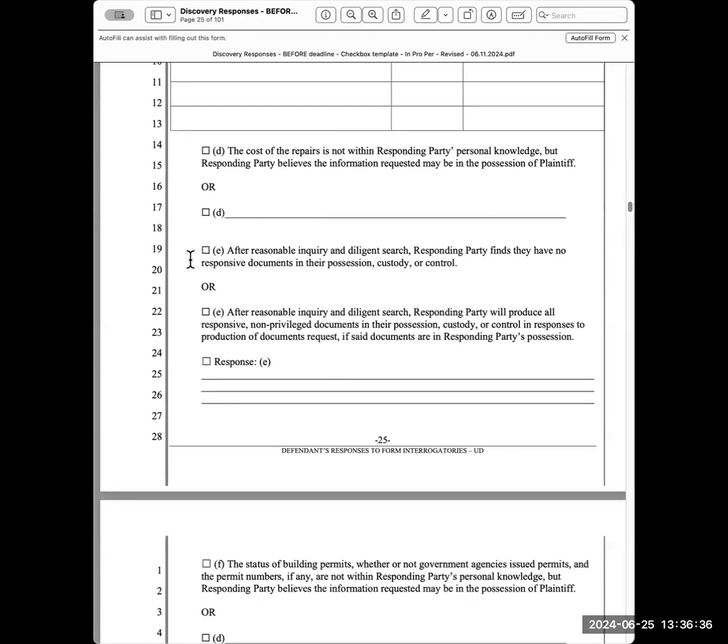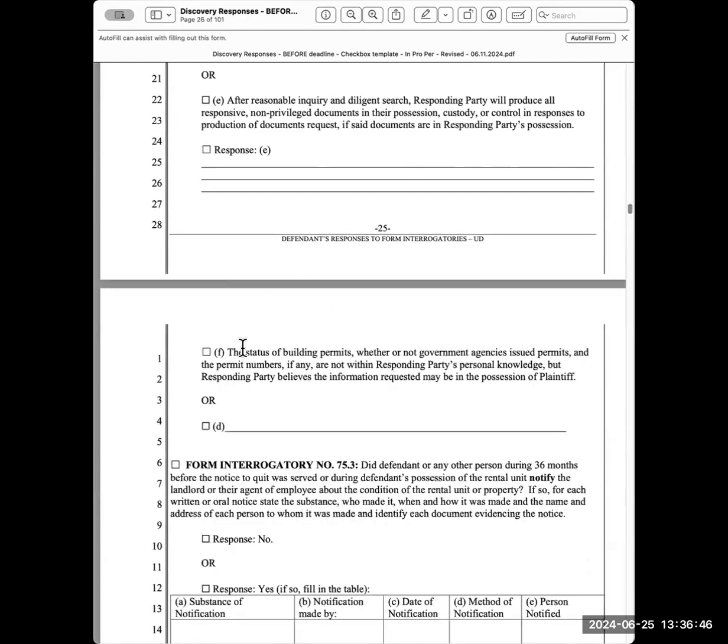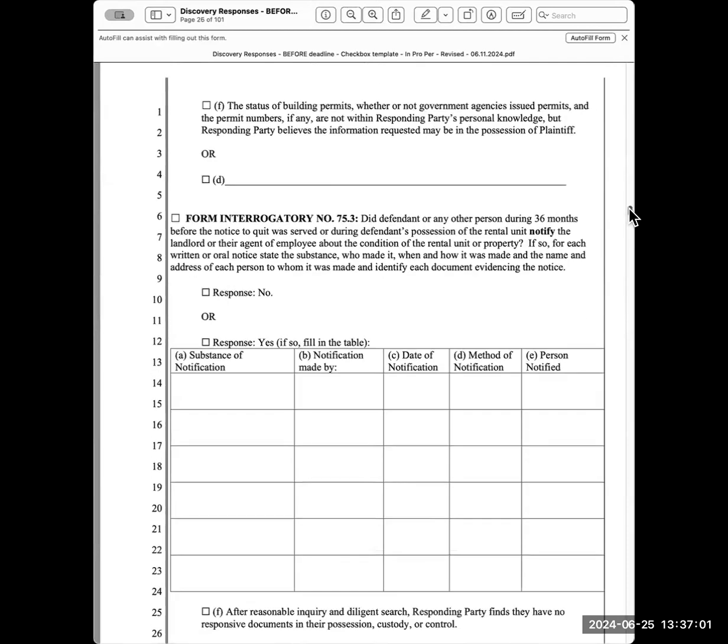If there is some other response, if these responses don't adequately respond to that point, you check here and put in your answer. And then this part is about permits. If you don't know if the landlord properly got permits for any repairs, you can check here. If you know specifically one way or the other, you check here and you put in your response.